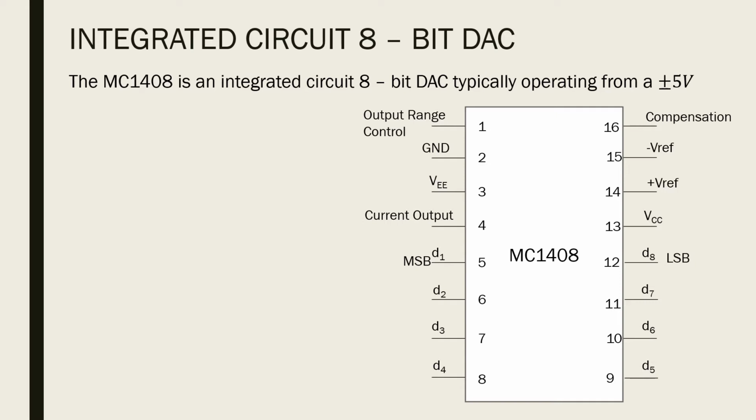The pin number 1 is representing the output range control. The pin number 2 is the ground pin, and the speciality of this IC is that it is compatible with TTL and CMOS logic. The pin number 4 is the current output pin. The pin number 14 and 15 are the reference pins, so plus V reference and minus V reference, and pin number 16 is compensation.